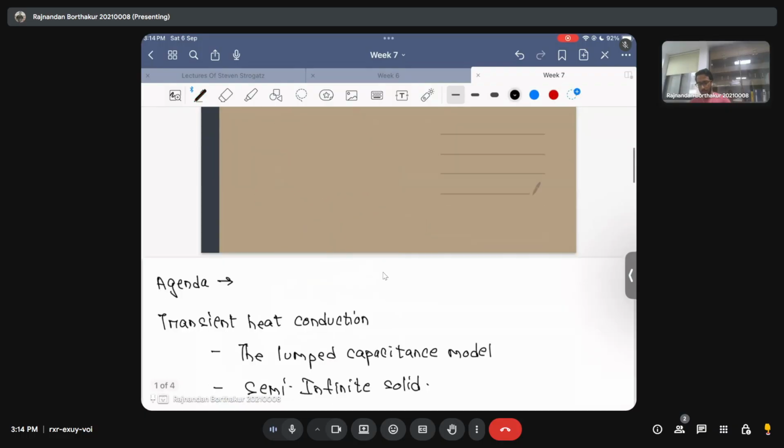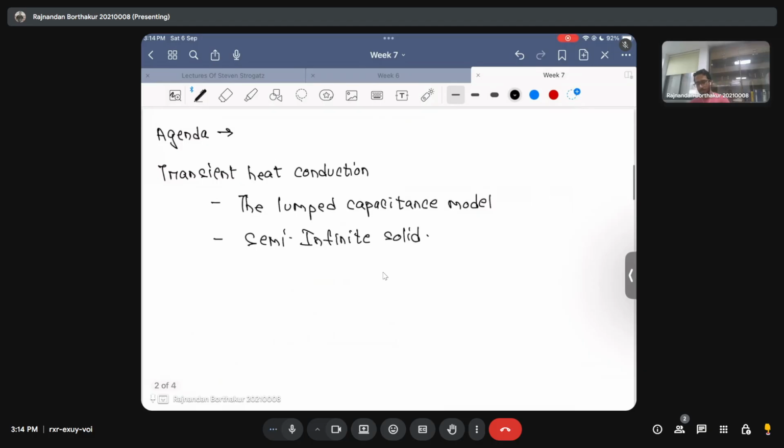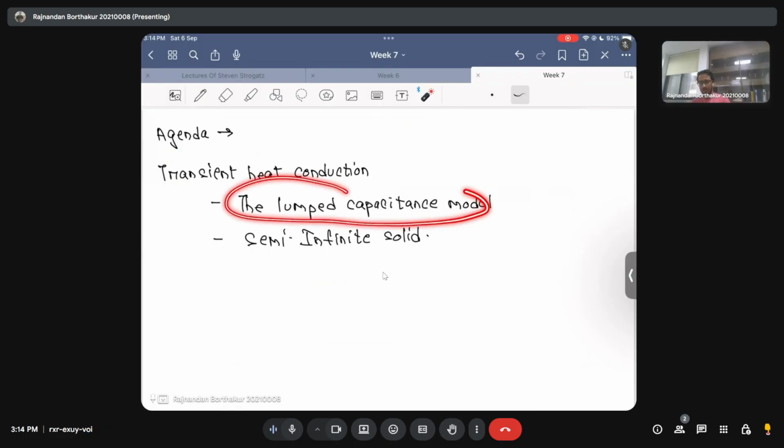And today we will look into another important aspect of heat transfer involving conduction, which is known as transient heat conduction. In principle, we'll be looking into the lumped capacitance model, and we will see in detail why this is called the lumped capacitance model. This was the main agenda for discussion in the lecture series this week.